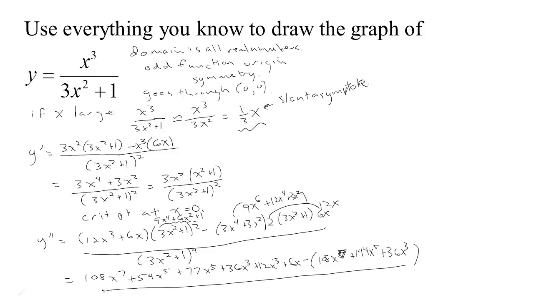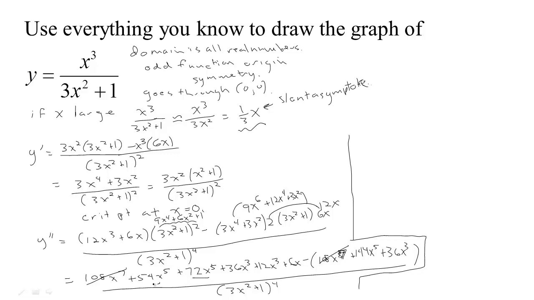Okay, all over (3x² + 1)⁴. Make myself a little room over here. Let's check out our x⁷ terms. There's a 108 and a -108, so those disappear. How about our x⁵ terms?